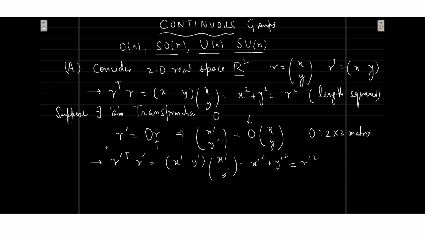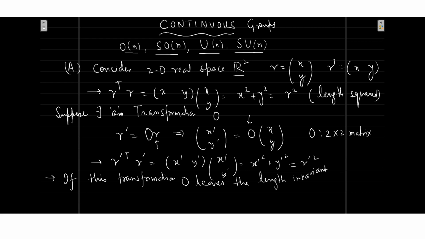Now comes the group theory part of this, the group or symmetry part. If this transformation O leaves the length squared, or length, invariant, what do I mean by that? Let's consider only those transformations which leave the length invariant. That is, r prime squared is equal to r squared.